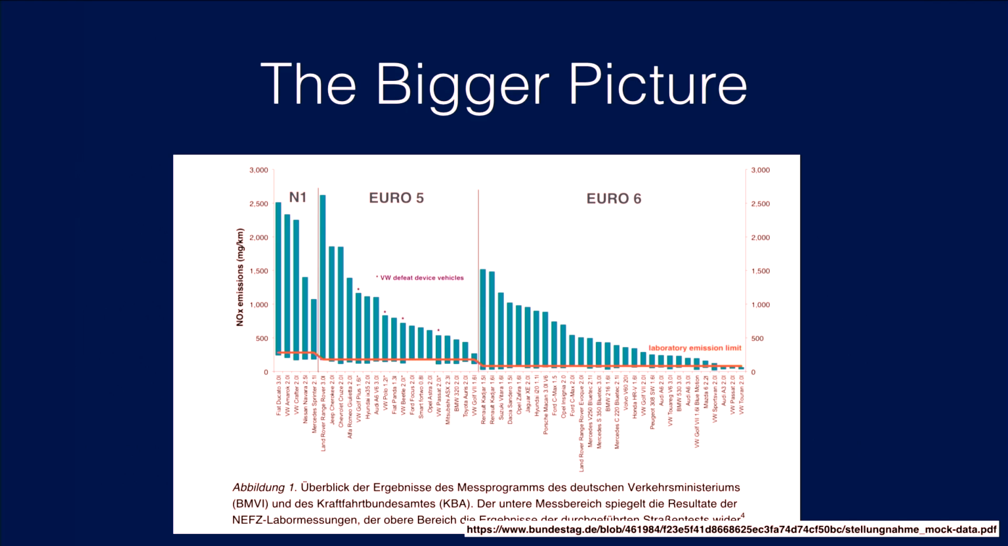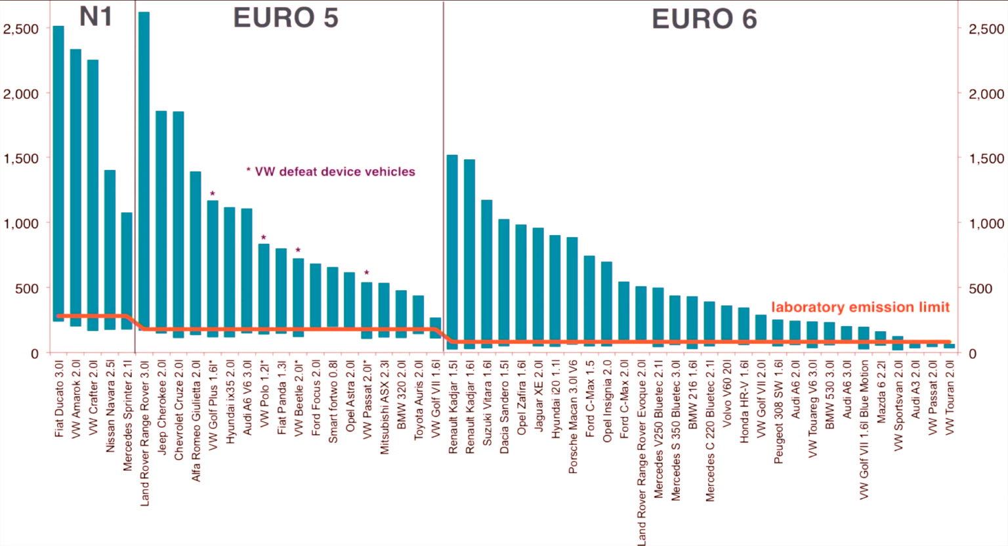But there are more cars, and if we look at this, this is a meta-study based on something that the Ministry of Transport did, they tested a lot of diesel cars. And what they found was this. This is actually a representation by the ICCT.